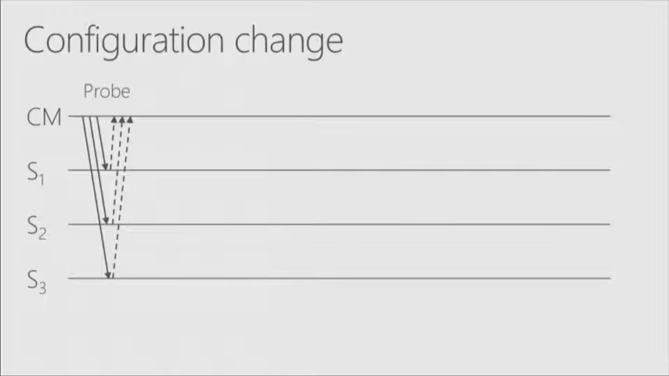The reason for having this probe phase is really to optimize for correlated failure. Sometimes a whole rack of machines is going to go down because the top of the rack switch stops working, or there's a problem with the power supply for the whole rack.